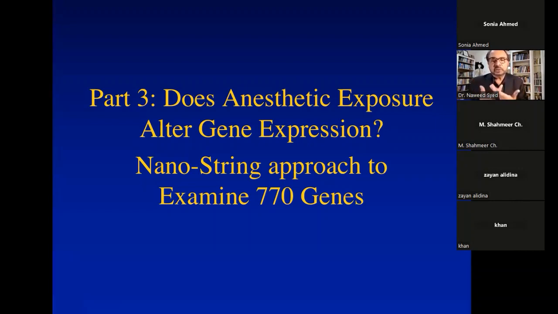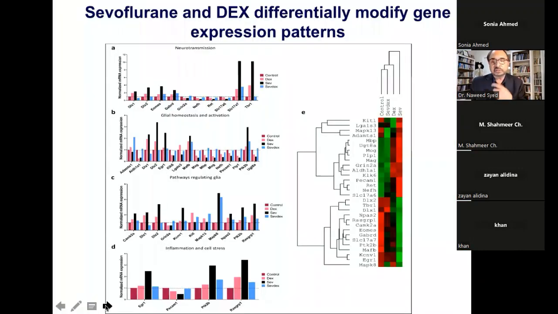These animals were exposed, and after their behavioral testing, the animals that were coded and labeled, we sacrificed. We isolated their brain's hippocampus area, and then we did a NanoString study whereby we looked at close to 770 genes that may have been differentially altered or expressed, either upregulated or downregulated, in response to either sevoflurane or dexmedetomidine. This is a really interesting experiment.